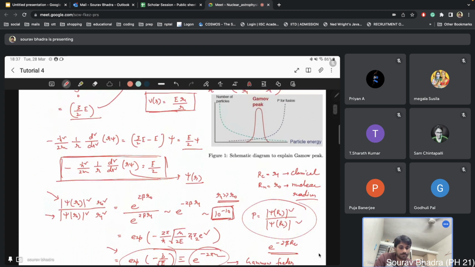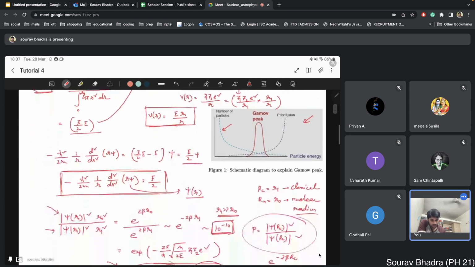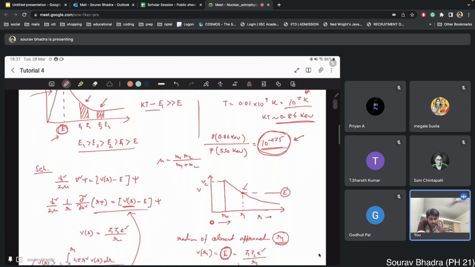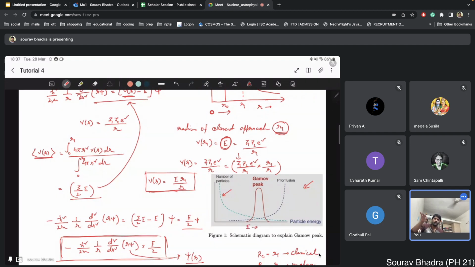Now this picture is important, because this number of particles curve comes from the Maxwell-Boltzmann distribution, as I showed you. When you go to higher energy, where the x-axis is energy, the number of particles decreases and the probability of fusion increases with energy. So there is a balance between these two, and there will be a particular region where the probability of the reaction is much larger than for all other energies. This is the gamma peak, and this is the reason why all the fusion reactions will happen.